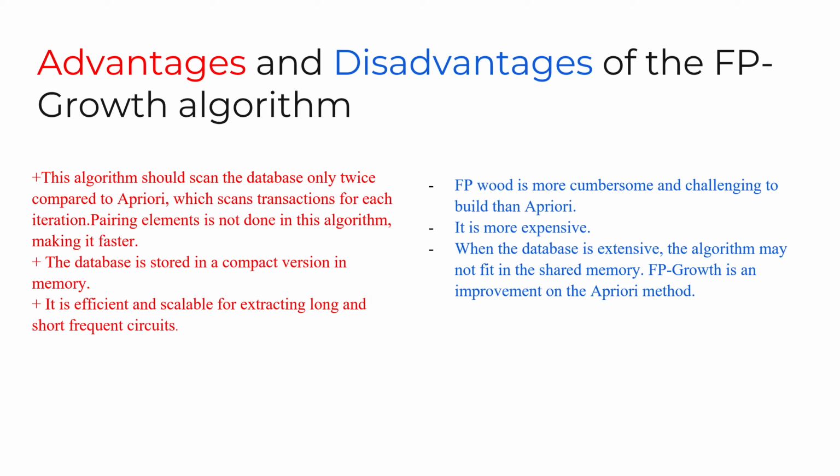Disadvantages are: the FP tree is more cumbersome and challenging to build than Apriori. It is more expensive. As the database is extensive, the tree may not fit in the shared memory. FP growth is an improvement on the Apriori method.